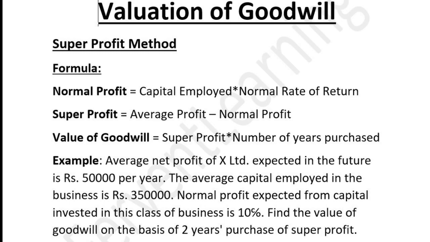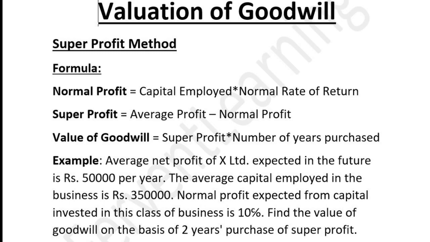Today we will continue with valuation of goodwill by using the super profit method. In case of super profit method, first we need to find out the normal profit. Look at the formula. Normal profit is equal to capital employed into normal rate of return. Capital amount is the amount which we invested in the business, and normal rate of return is what we will get in return by investing that capital in a year.